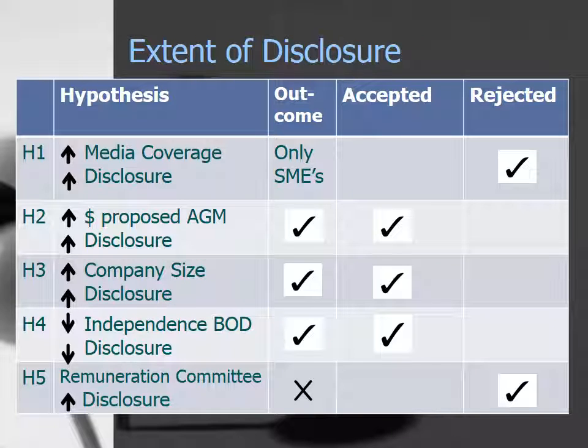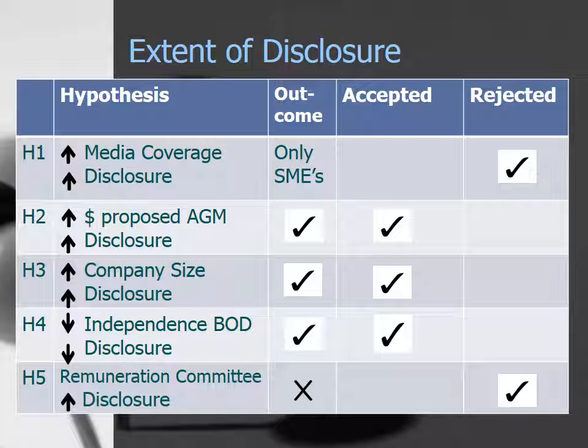Let's look at what they found. Certainly there was an increase in disclosure leading up to the regulations. However, the media coverage made no influence to big companies. The small to medium enterprises increased their disclosure in a small way in response to media coverage, but not the big companies.